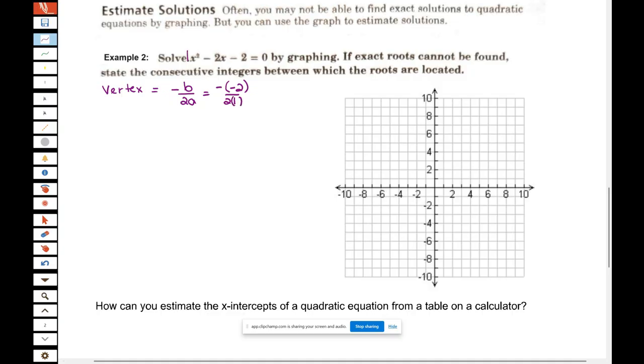So A is 1, B is -2, and C is -2. Negative B over 2A is 1. So the y coordinate is 1 squared minus 2 times 1 minus 2. So that's 1 minus 2 minus 2, which is -3. So at (1, -3), we have the vertex of this parabola. So there's my vertex.